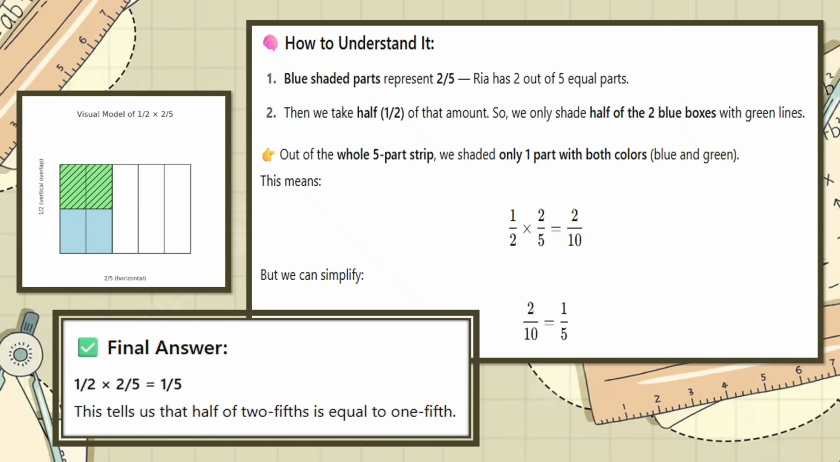But we can simplify by dividing both numerator and denominator by 2. So 2 divided by 2 is 1. 10 divided by 2 is 5. So the final answer is 1 over 5. So this tells us that half of 2/5 is equal to 1/5.